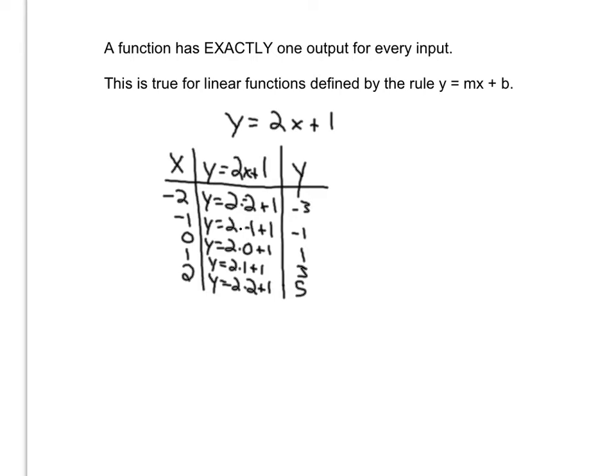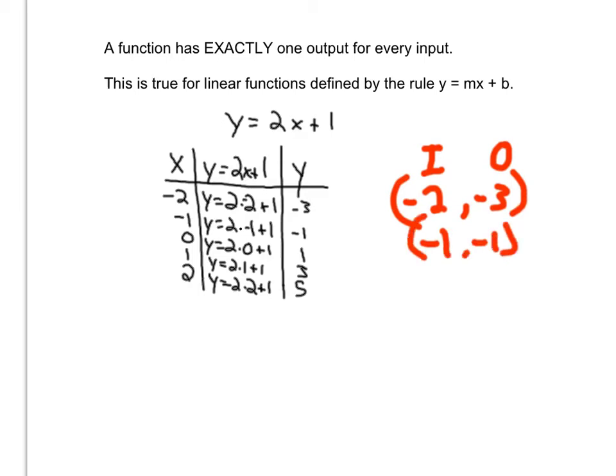I made an input-output table with the inputs we usually use for graphing. And notice here, if I was going to write ordered pairs for these with inputs and outputs: -2 and -3, and -1 and -1, and 0 and 1, and 1 and 3, and 2 and 5.